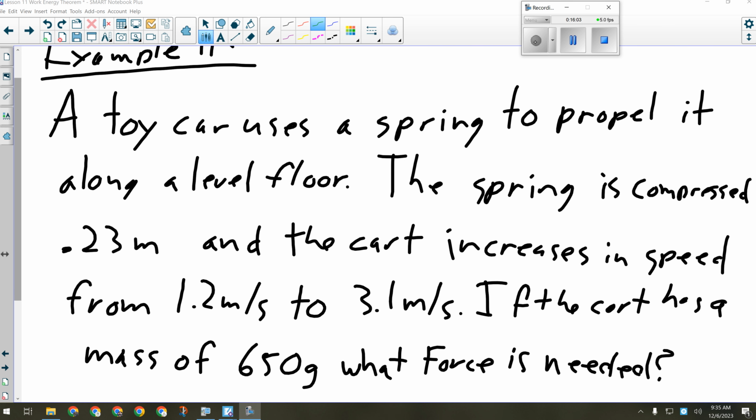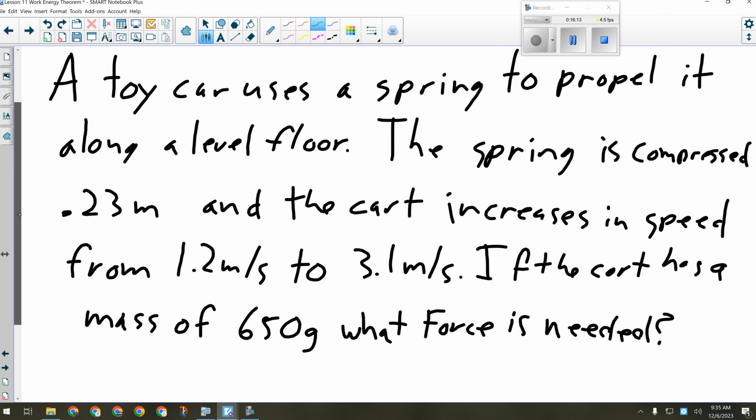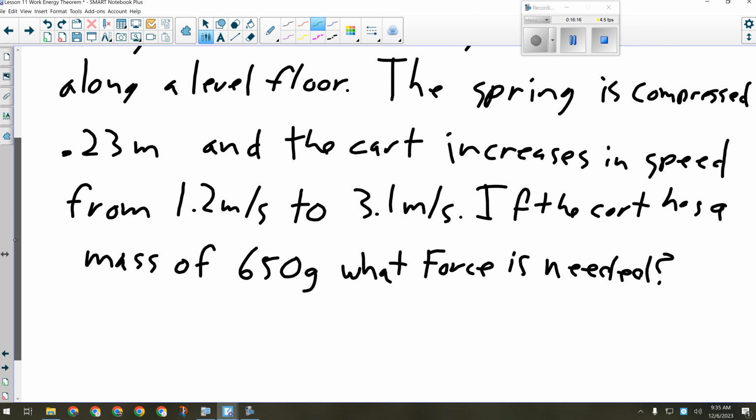So this is just like those little carts that we had for the lab, right? They had a little spring on them that you could compress, and if you press that button, it would push off the wall. That's what that little plunger does. Okay, so the spring is compressed 0.23 meters. What did they give me there? Distance.